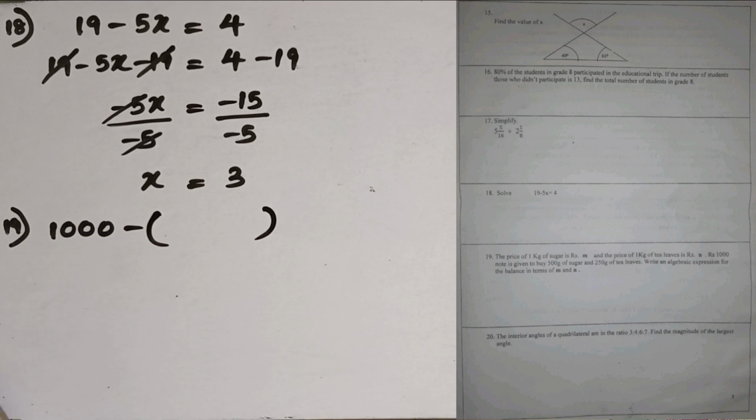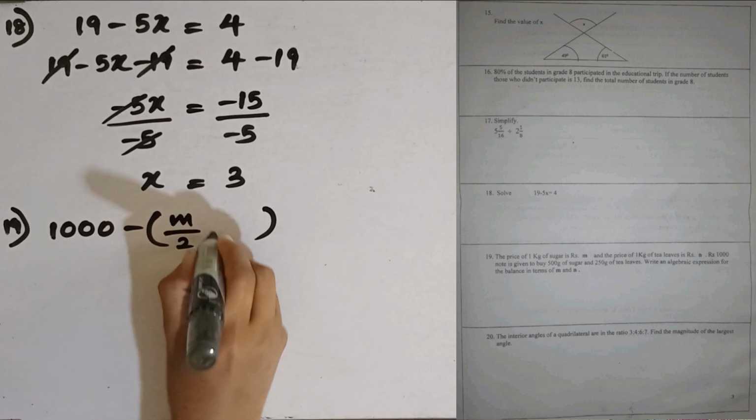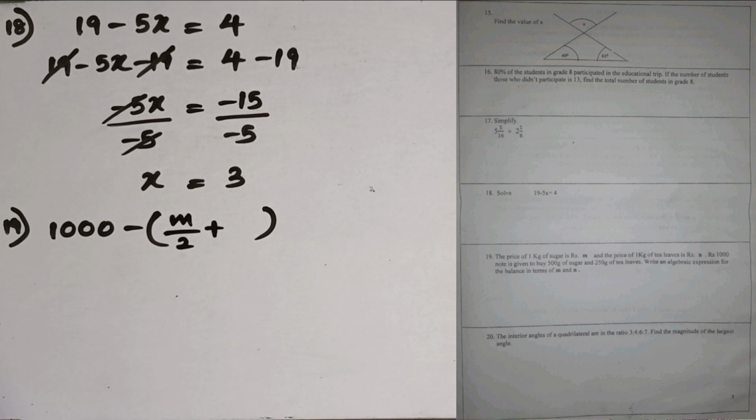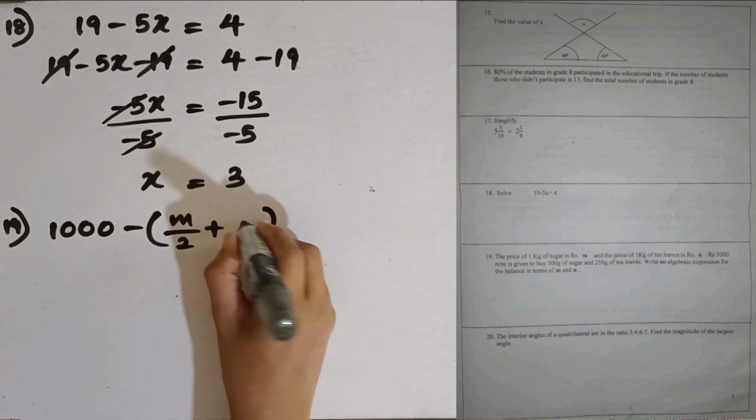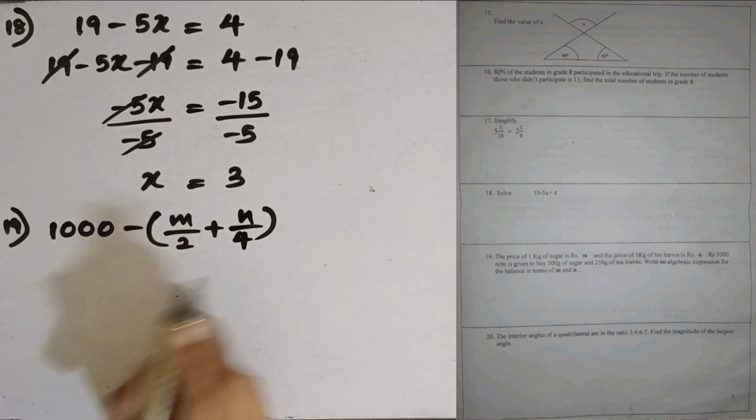The price of 500 gram of sugar, as 1 kilogram is M rupees, 500 gram is equal to M over 2, plus the other one, 200 gram of tea leaves. 1 kilogram of tea leaves is N rupees. So a quarter of that, N, should be divided by 4. So this is the final answer.